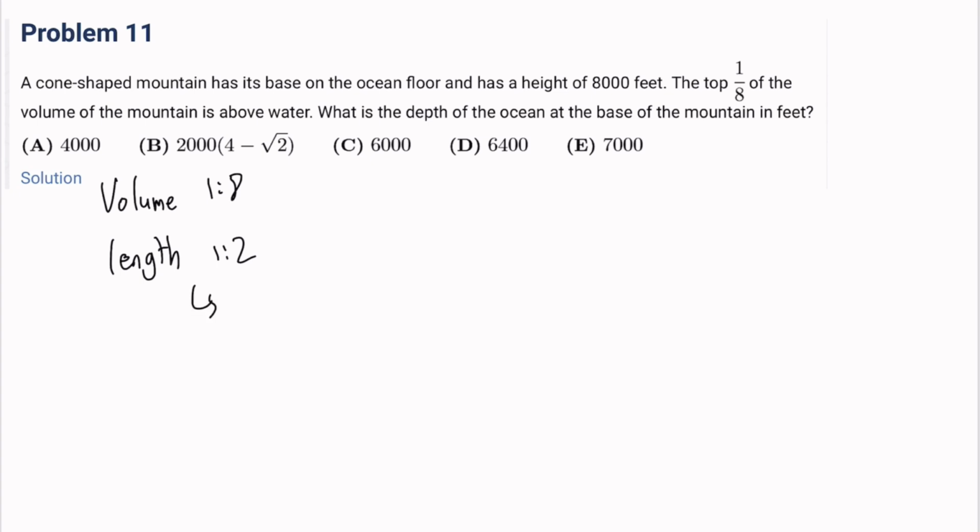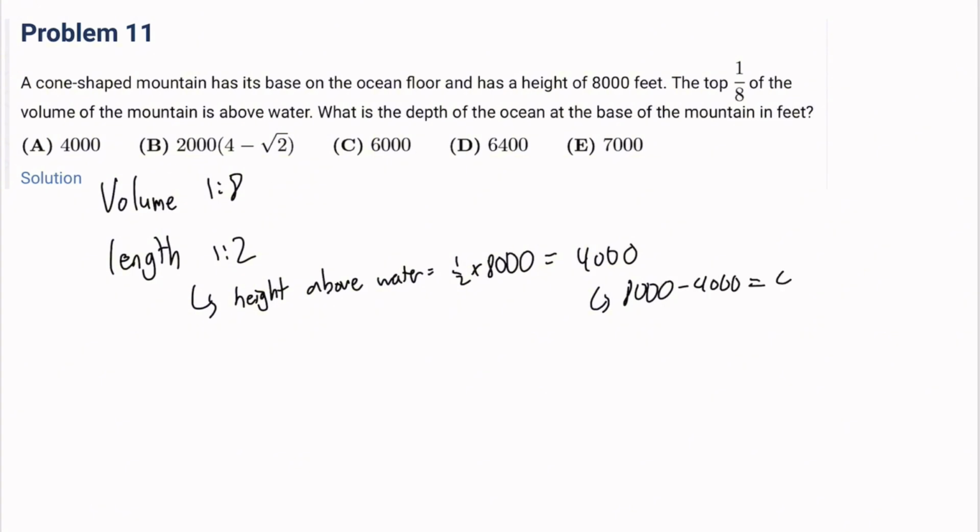So that means the height above water will be 1/2 of the whole thing, which is 8,000, so 1/2 of 8,000 is going to be 4,000, right? And so the depth of the ocean at the base of the mountain is going to be 8,000 minus 4,000, which equals 4,000. So 4,000 is going to be our answer. It's A.